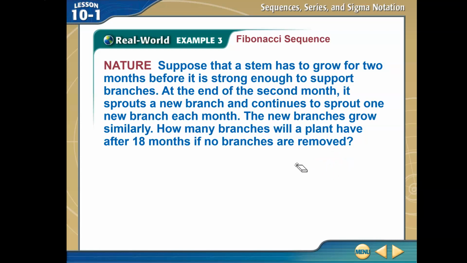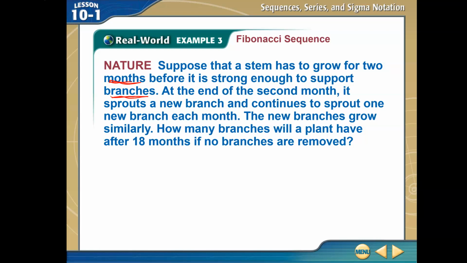How? The one variable right here is they are talking about months, and the second one they are talking about branches. If you read the whole question, you will figure out that they are talking about the variation between months and branches. Now look, let's read. At the end of the second month, it sprouts a new branch and continues to sprout one new branch each month. So the two variables they are talking about are months and branches.